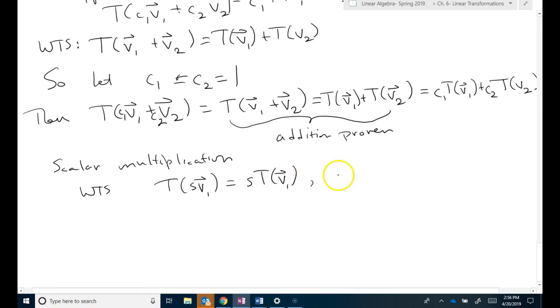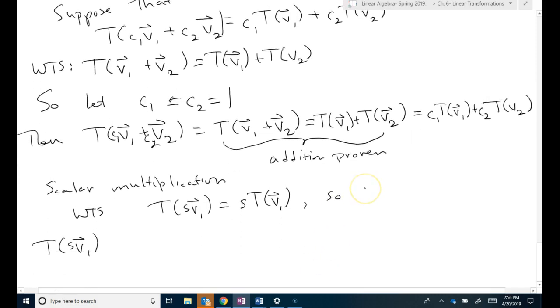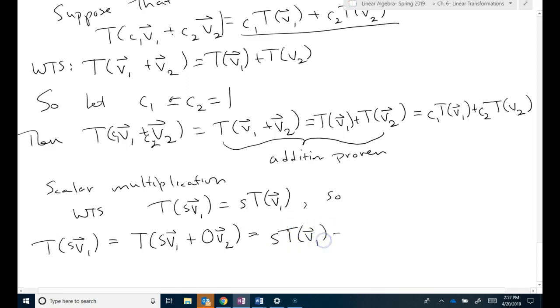All right, and this is the second part, we're going to let T of SV1 equal T of SV1 plus 0V2, which will equal, by our same equation, ST of V1 plus 0T of V2, which will just equal ST of V1. And we have check, scalar multiplication is done.